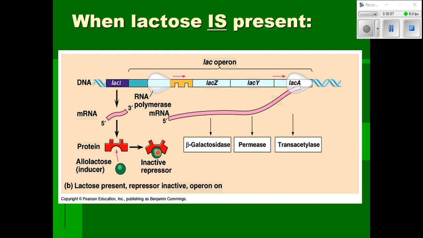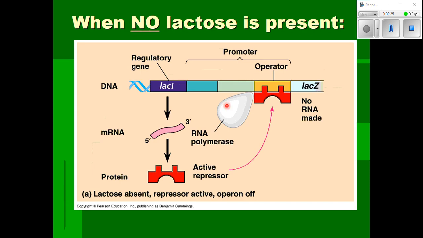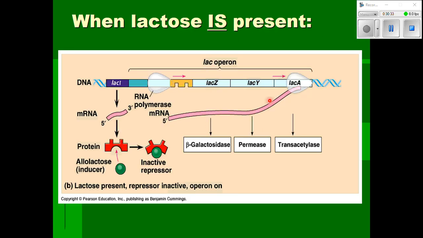changing it to its inactive form. The presence of lactose changes the repressor to its inactive form. Now the shape has changed. It can no longer bind to the operator. And even the ones that were already bound to the operator, as soon as they bind with lactose, as soon as they change shape, they will let go. They will unbind from that operator. And now there's no roadblock. RNA polymerase will move freely down the operon, transcribing all of these genes, and the enzymes will be made.